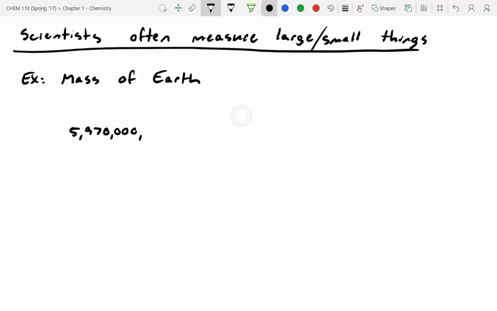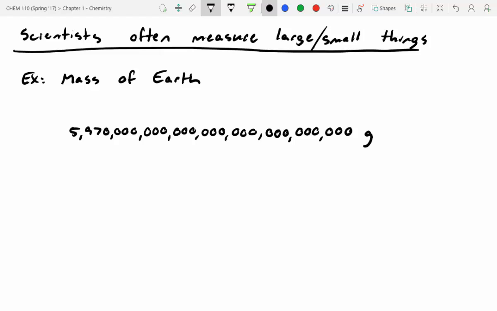5970000. I have to count. 00000000000. Let's see, 1, 2, 3, 4, 5, 6, 7, 8. It's this many grams, right? Pretty tough thing to measure. So nobody wants to draw that many zeros. It's a waste of time. How can we fix this?